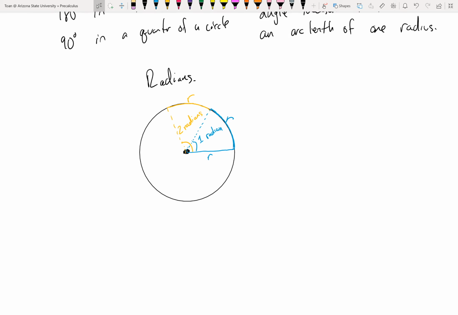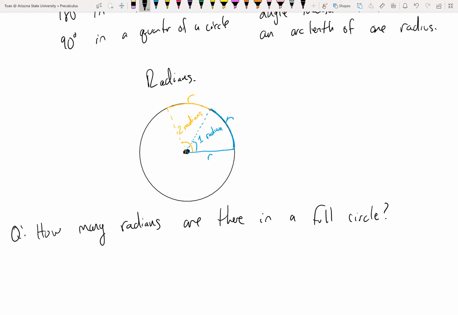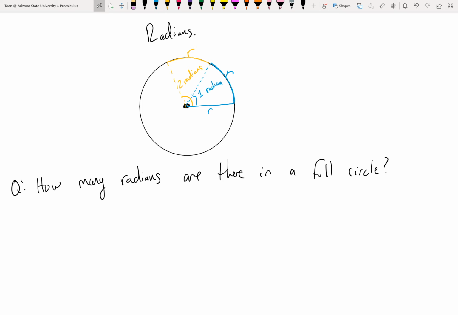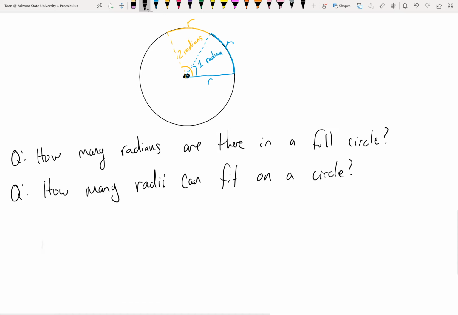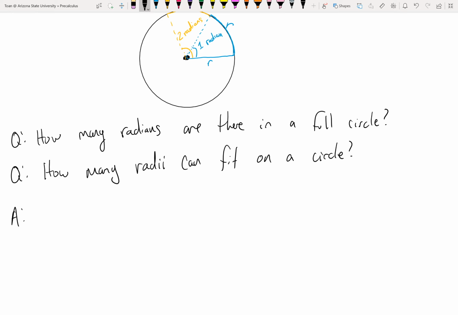Now naturally we ask ourselves, how many radians are there in a full circle? Well, a better question is, how many radii can fit on a circle? Because the amount of radii that can fit on the circle should be the amount of radians. That's the definition of radians. Well, the answer comes from geometry.